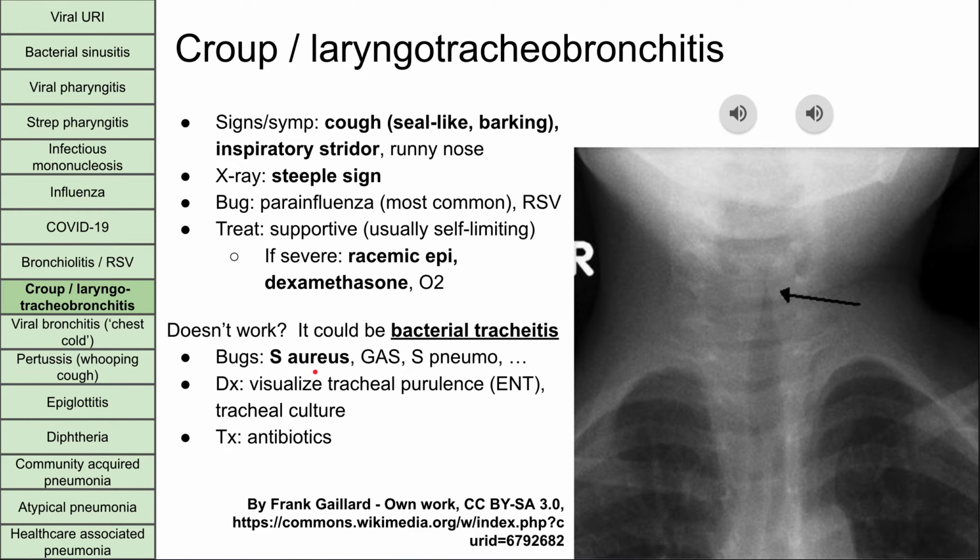You normally have to visualize the trachea with a laryngoscope, so usually that means calling ENT. You can do a tracheal culture and actually see what bug is growing around the trachea, and the treatment in this case would be antibiotics. So these are pretty similar presentations, bacterial tracheitis and croup. Usually you differentiate them by having a case of croup that's pretty bad, where they end up getting racemic epi and dexamethasone, and it doesn't work. Then you might look inside their throat and see if you can actually see tracheal purulence. And then that would make it bacterial tracheitis.